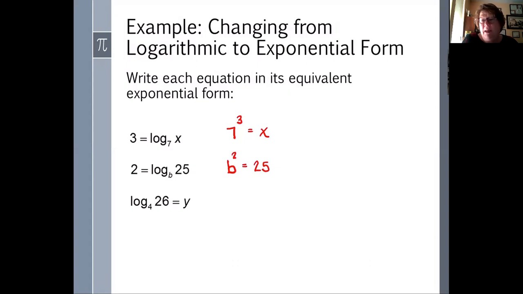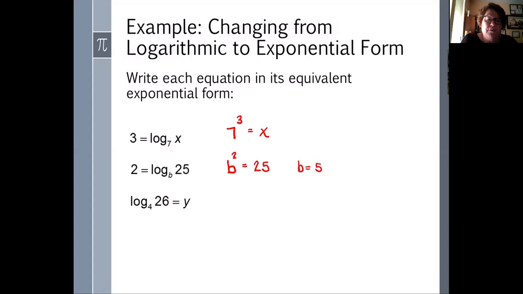So you should be able to determine what b is. b should be the number 5. And it's not negative 5 in this case because the base cannot be a negative number. So b could be, or b is, 5. So 2 equals the log base 5 of 25. All right, let's look at the last one.